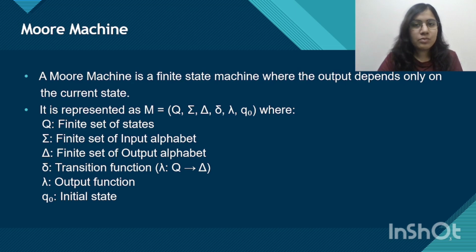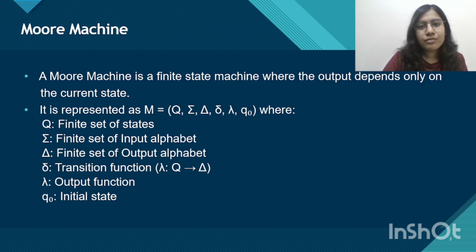Now we'll be talking about Moore machine. Moore machine is a finite state machine where the output depends only on the current state. It is defined by a set of six tuples.